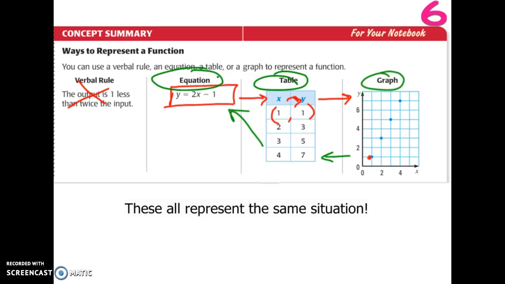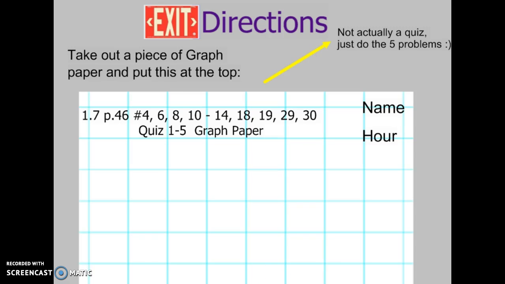Alright, that is it. Your homework for today is actually out of the book, and it is on graph paper. So make sure you write down all of these problems and go ahead and get started.